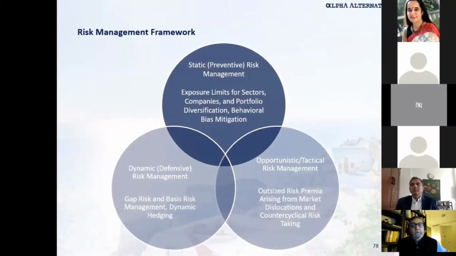Shifting gears to the next phase, which is looking at the static tools that we have in our risk management toolkit. And how does one of our strategies, the systematic equity strategy, utilize some of these static tools to effectively manage risk?